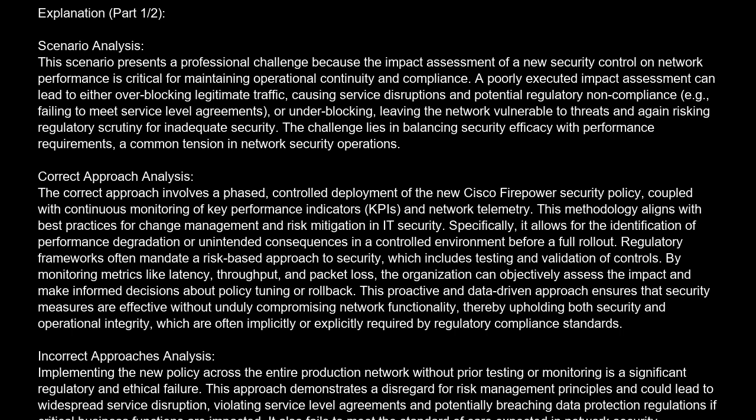By monitoring metrics like latency, throughput, and packet loss, the organization can objectively assess the impact and make informed decisions about policy tuning or rollback. This proactive and data-driven approach ensures that security measures are effective without unduly compromising network functionality, thereby upholding both security and operational integrity, which are often implicitly or explicitly required by regulatory compliance standards.